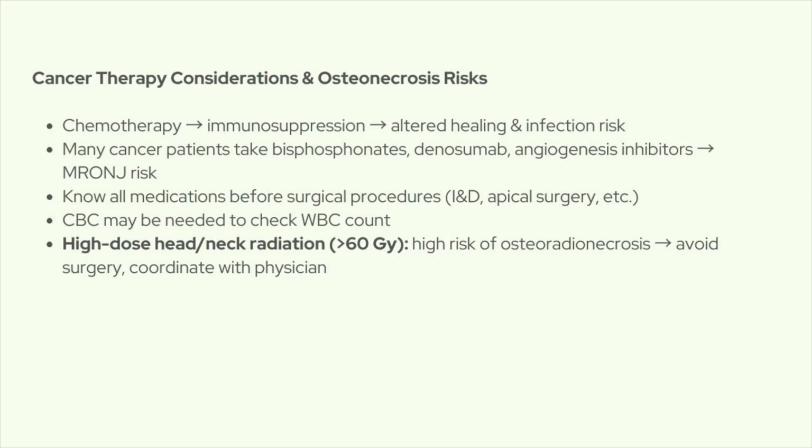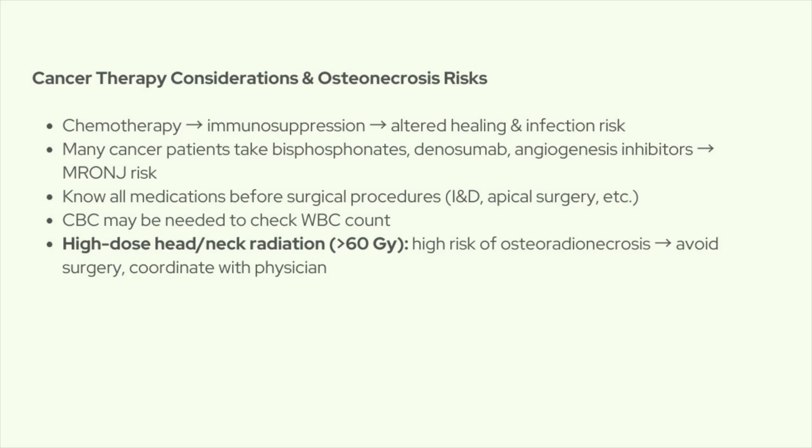Now, regarding cancer and cancer therapy, this is extremely important for endodontics. Chemotherapy suppresses the immune system, and that alone affects healing and infection risk. But many cancer patients also take bisphosphonates, denosumab, or angiogenesis inhibitors, and you already know these are associated with medication-related osteonecrosis of the jaw. So whenever you're planning anything surgical, even something like incision and drainage or apical surgery, you need to know exactly what medications the patient is on.